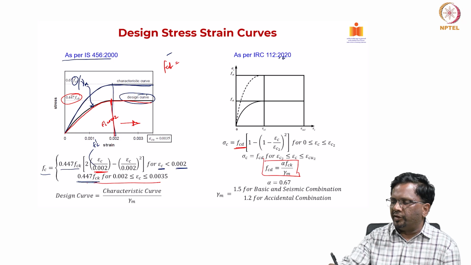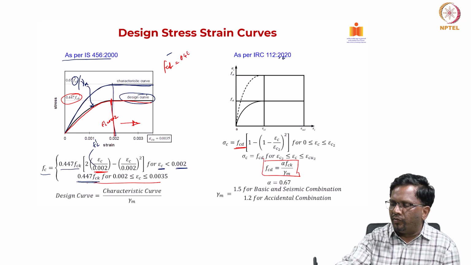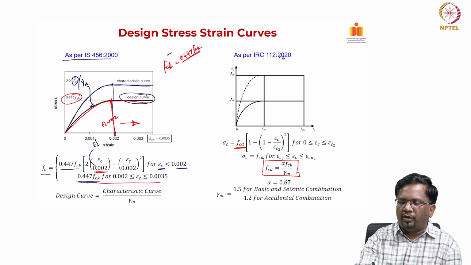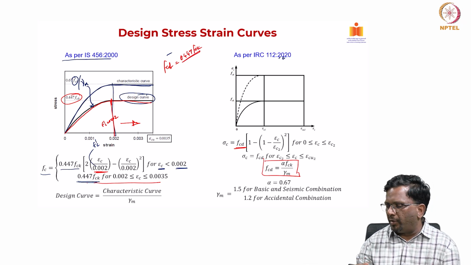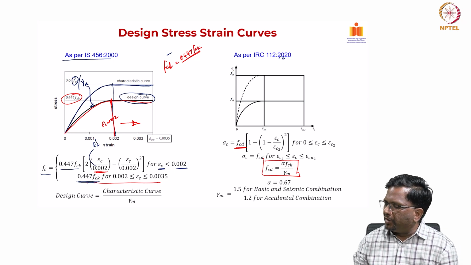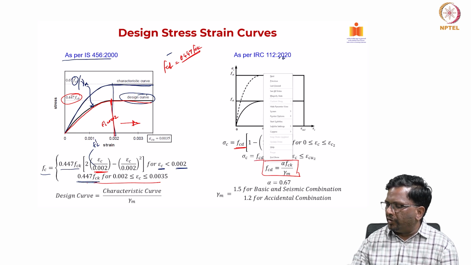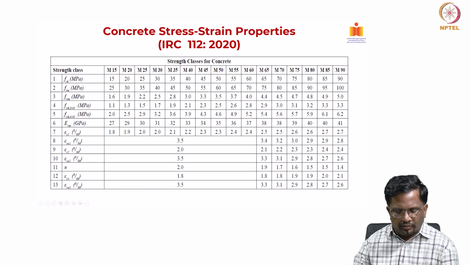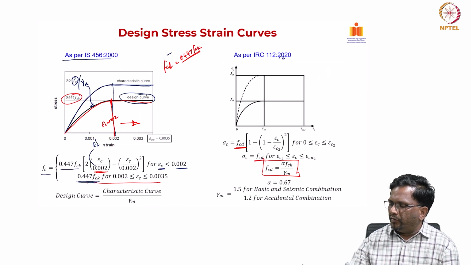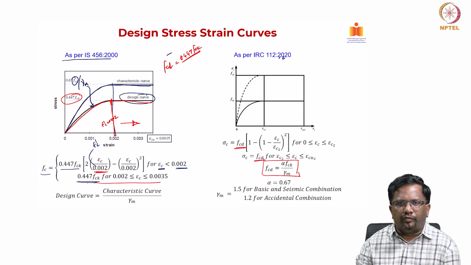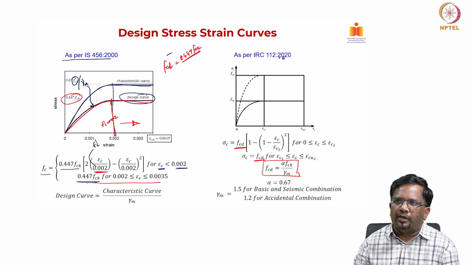So, FCD is nothing but 0.447 FCK again, because how does this 0.447 come? 0.67 divided by gamma m, which is 1.5 again, right. So that's how we end up with this design stress strain curve, and this is also again a parabolic equation, and then the stress will remain FCD, which is 0.447 FCK, for any strain values which are higher than peak strain.